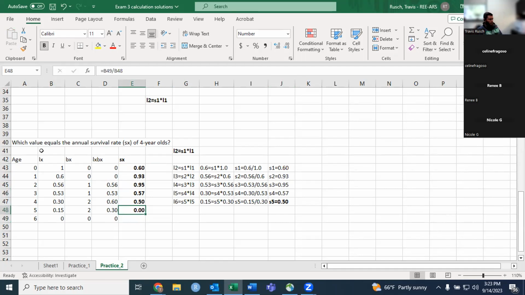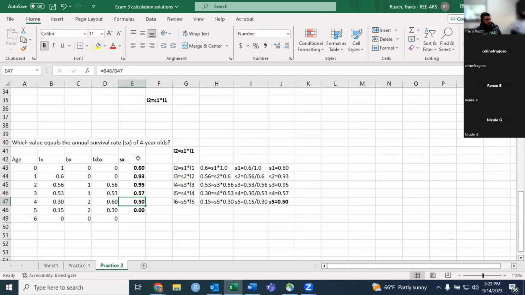But then we look back at the actual question. So it says, which value equals the annual survival rate of four-year-olds? So we have the answer up there. What is it for four-year-olds? 0.5. Yeah, right? So we don't even have to go all the way to the end of five where they die off. We go to four-year-olds and it's 0.5. So this one, again, it's knowing which column is missing, how to solve that column, and then after filling in the column, which data point to pull out to answer the actual question. So are there any questions regarding how we got this column filled out and how we calculated the missing values here?